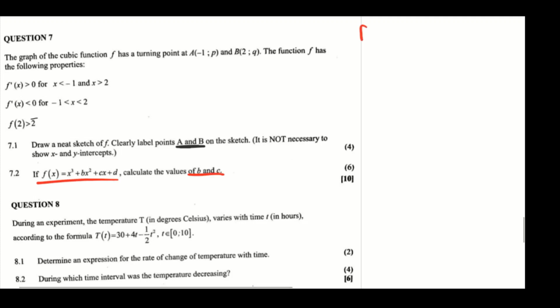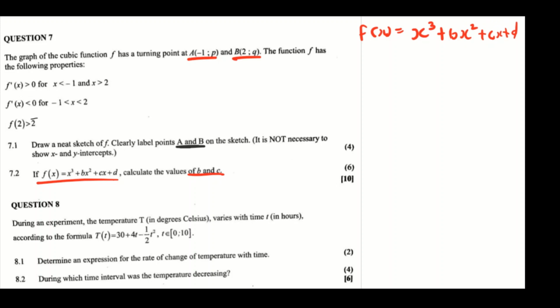So we are given f of x is equal to x cubed plus bx squared plus cx plus d, right? To find B and C, remember in the previous question, you can't solve this without the previous question. In the previous question we were given that A is equal to this and B is equal to this. So you're going to need that. Those two values are important. They are your turning points, right?